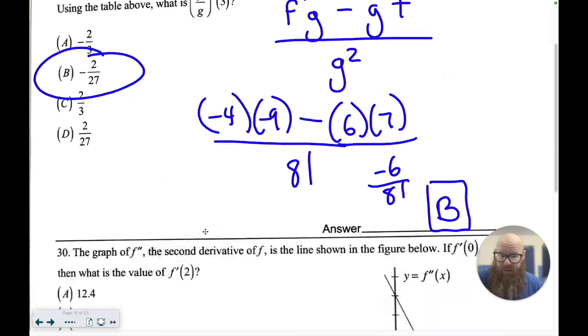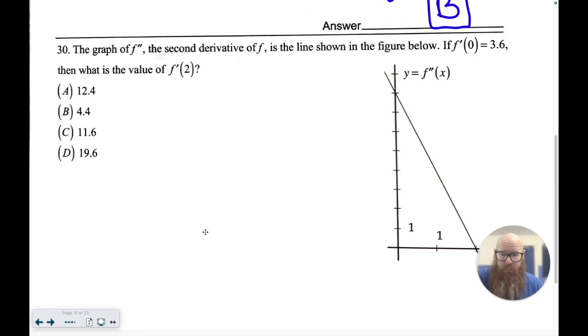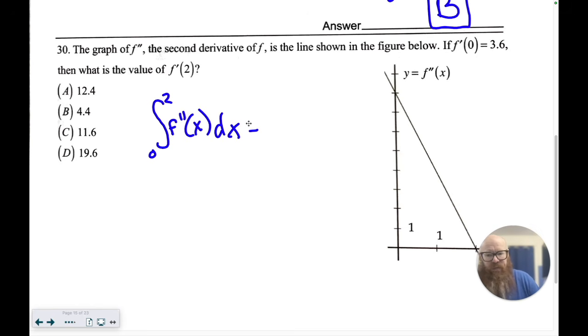All right, let's do our last problem of the section. So, we got the second derivative graph. They're giving us some values of the derivative. So this is how we want to do it. We want to use the second fundamental theorem of calculus. We're going to integrate from 0 to 2 of f double prime of x dx. And then just think about how you do that.